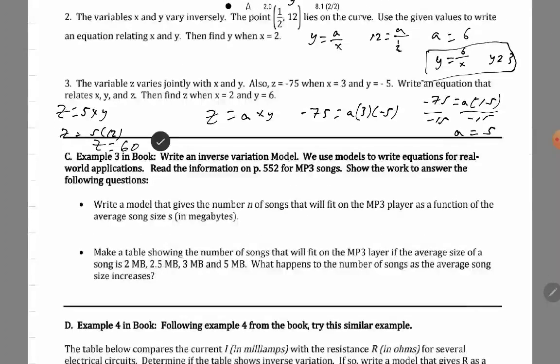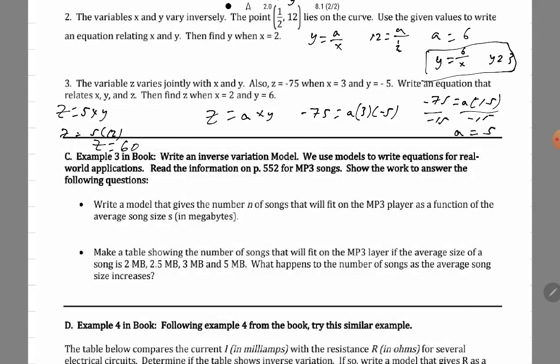Alright. Example 3 in the book. Write an inverse variation model. We use models to write equations. Read the information on page 552 for MP3 songs. Show the work to answer the following questions. So page 552, I do not have that. So this doesn't really work that well.